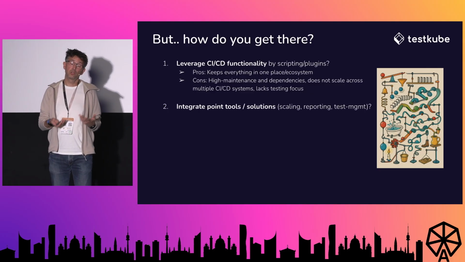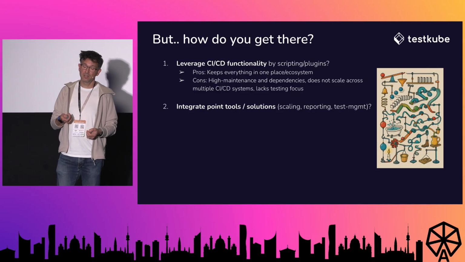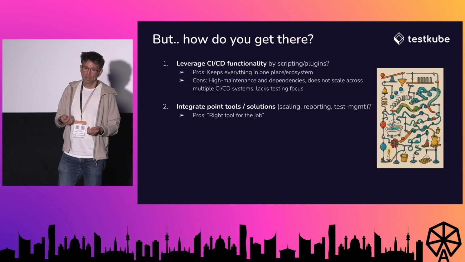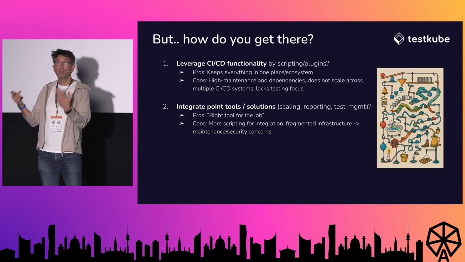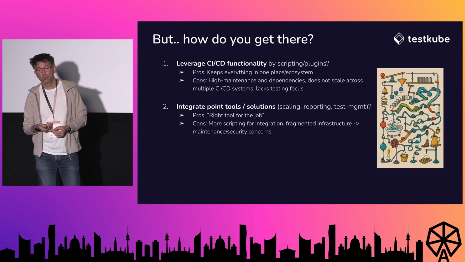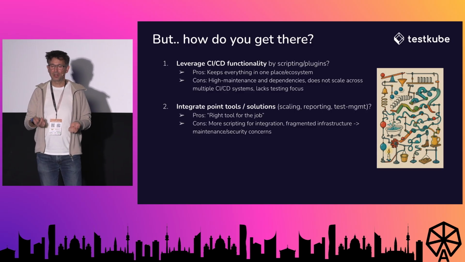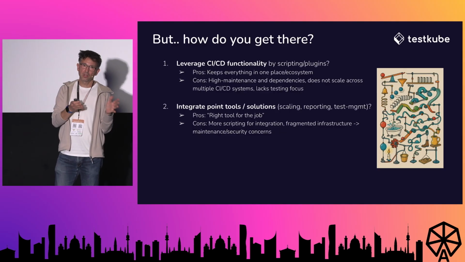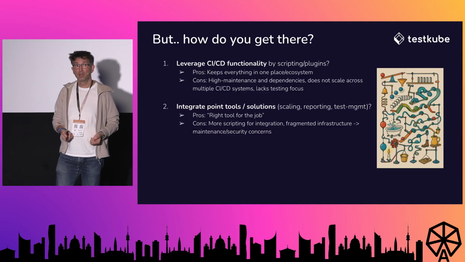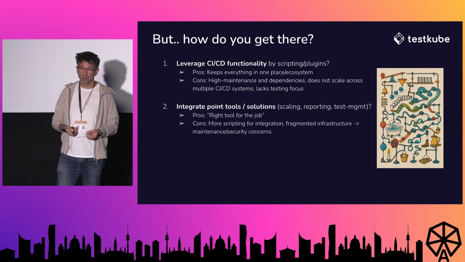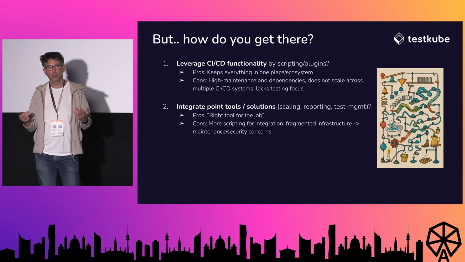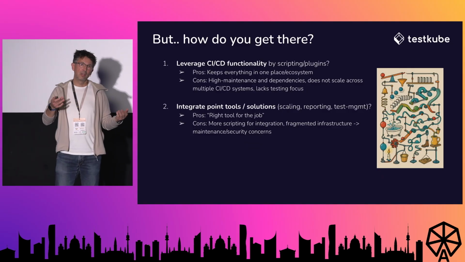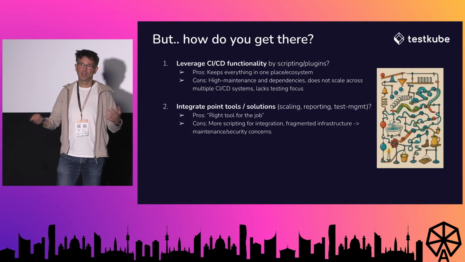The next thing that you could do, and you could do that on top of, of course, leveraging CI/CD, is integrating point tools. The pro here is that you have the right tool for the job, and there's a bunch of tools out there for reporting. You can look at Allure. For other steps, you can use other tools to really focus on the steps that are important to you and to your organization or the way you deliver software. The downside here is that it's going to be, once again, more scripting, and you're going to have more fragmented infrastructure. And it could also have security concerns. How do you propagate, federate logins and users across all the systems that you've integrated?